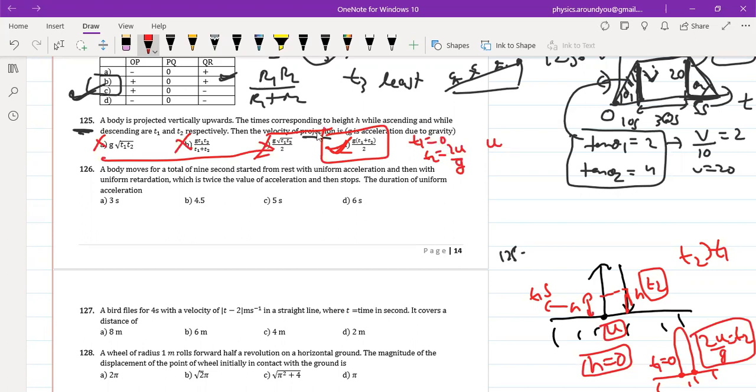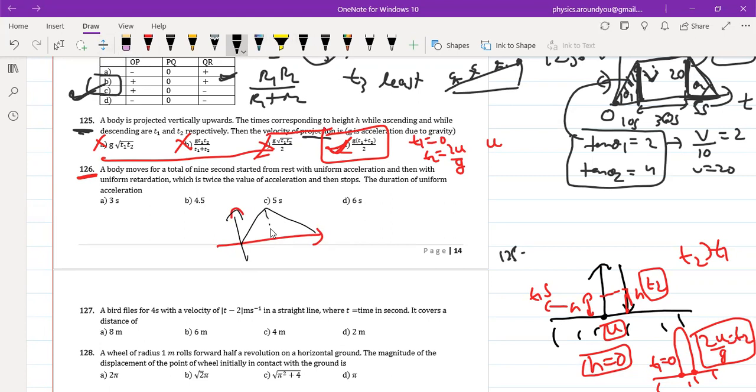Question number 126. I think it is a repeated question. This question has been repeated twice. So again, a VT plot would suffice. We have just discussed question number 126.